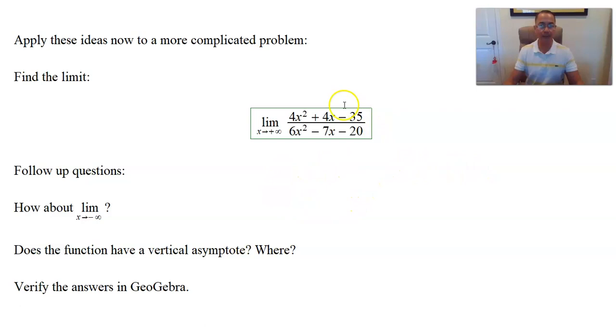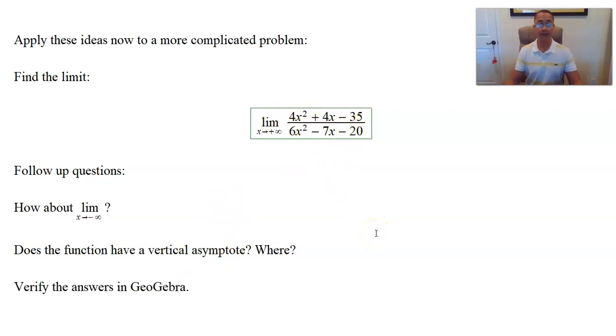and take a look at a much more complicated problem. Okay, we want to find the limit as x goes to positive infinity of 4x squared plus 4x minus 35 over 6x squared minus 7x minus 20. And after we do that, we're going to ask how about as x approaches minus infinity? Do we get the same limit or something completely different? Does this function over here have a vertical asymptote?